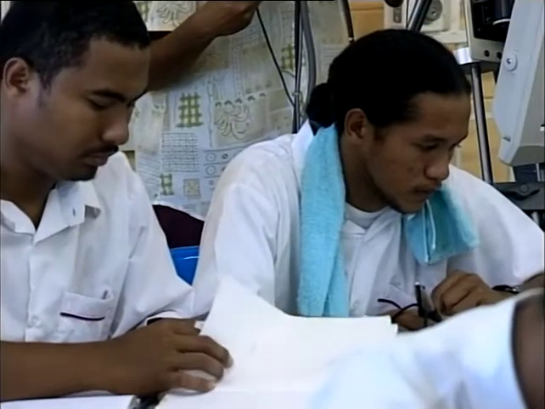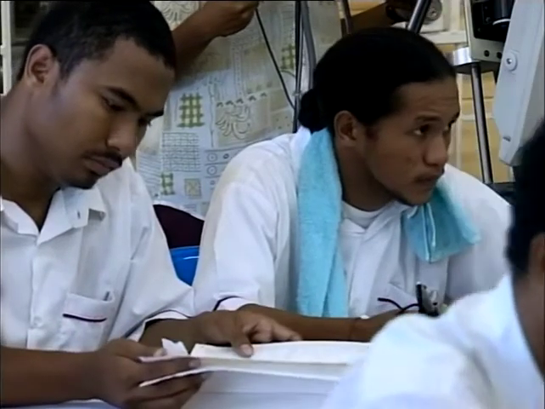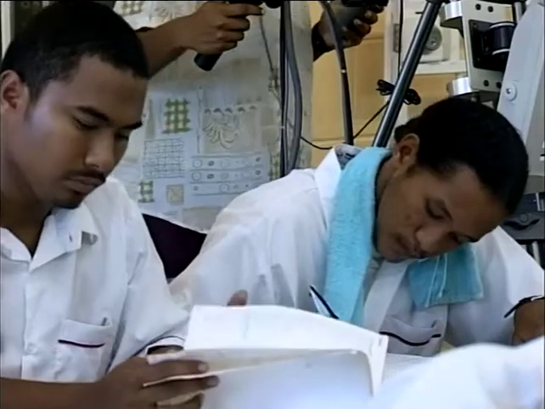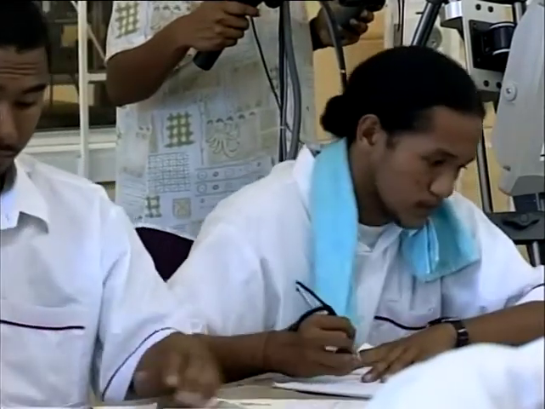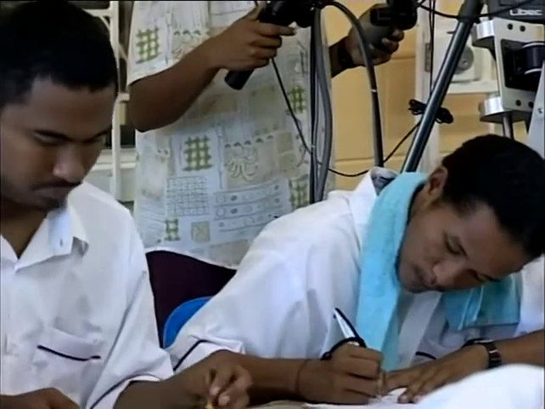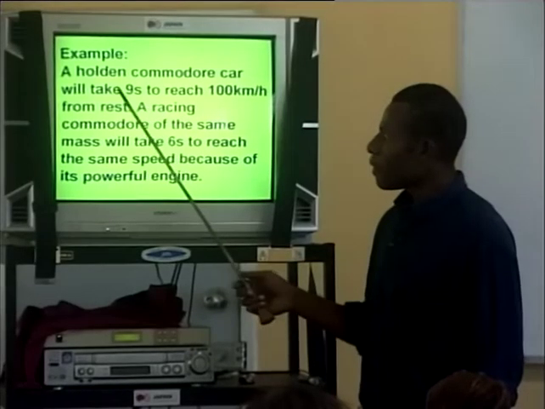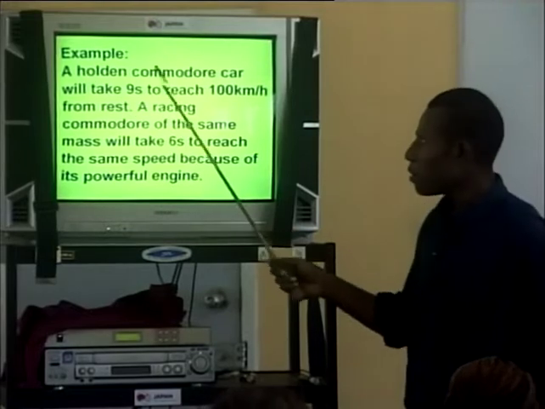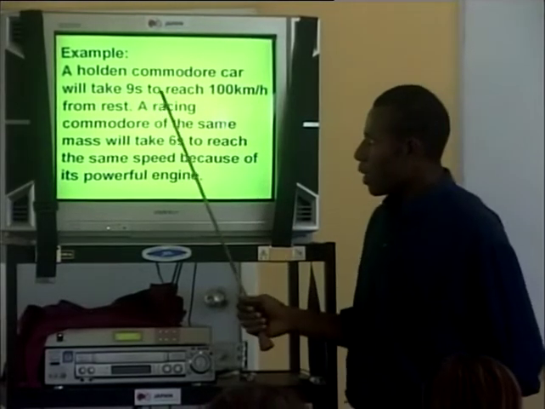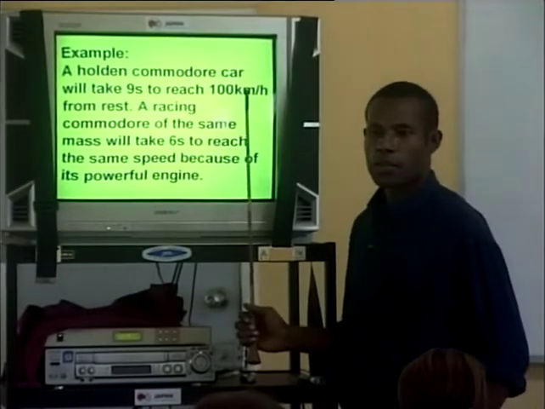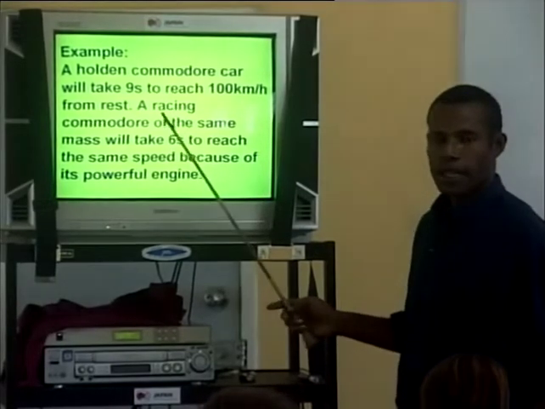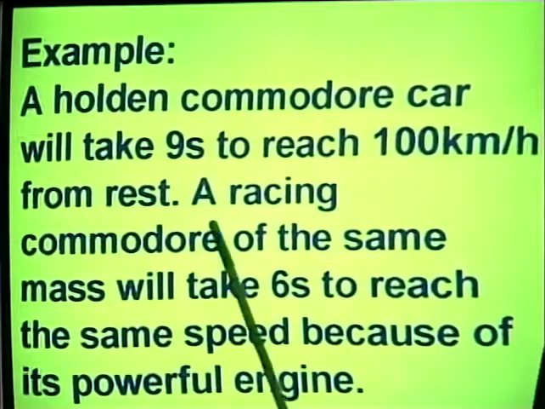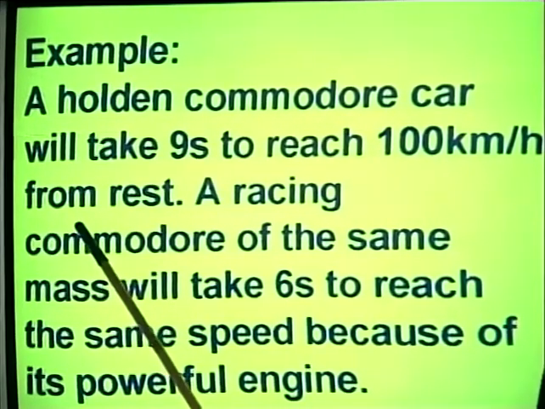All right, given is one example here. I will have to explain that quickly. You can classify the cars into different groups or classifications. Looking at this example, a Holden Commodore car will take 9 seconds to reach 100 kilometers per hour from rest, when it is starting up.